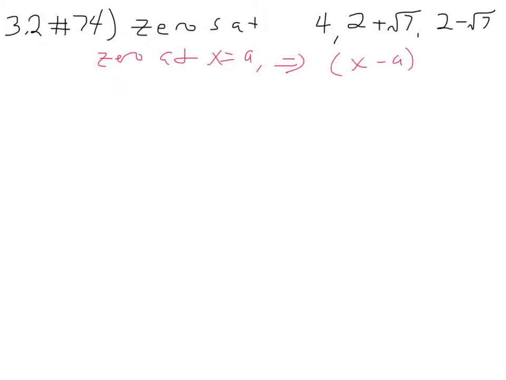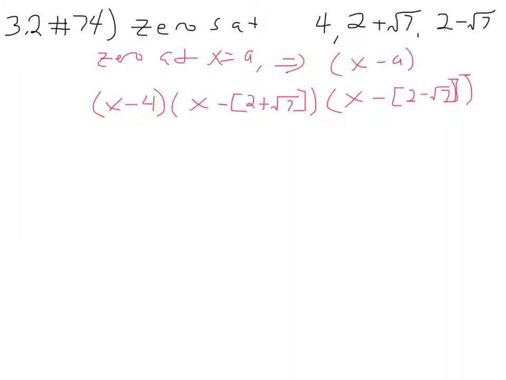So if we want to have a 0 at 4, we want to have a term that has x minus 4 in it. If we want to have a 0 at 2 plus the square root of 7, we're going to have x minus (2 plus the square root of 7). And if we want to have a 0 at 2 minus the square root of 7, we're going to have x minus (2 minus the square root of 7).